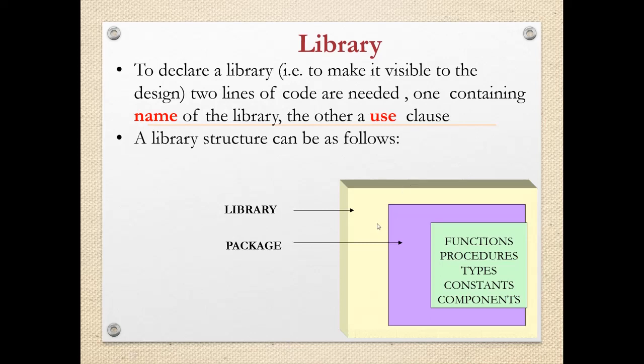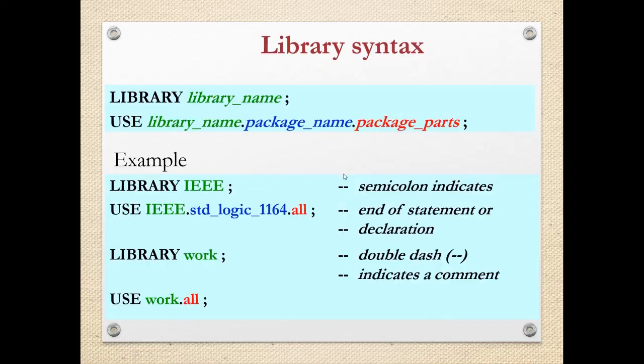So we have a library, and inside that library we have a package, and inside a package we have functions, procedures, types, constants and components. So how to declare the library, and which are the different types of libraries available. This is the syntax for library declaration. We have to write the keyword library, then the name of the library, and then the semicolon, and then we have to use the clause use, that is use library name dot package name dot the package parts. This is the syntax for the library.